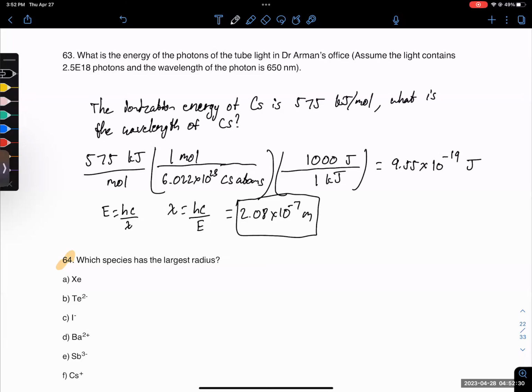For this one, the question is: if the wavelength of gamma radiation of cobalt-60 is 2.00 times 10 to the negative 12 meters, what is the energy of the photon of this radiation?